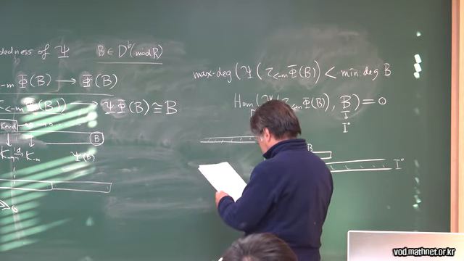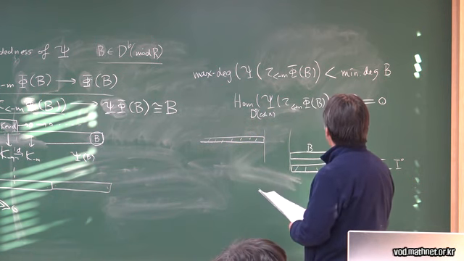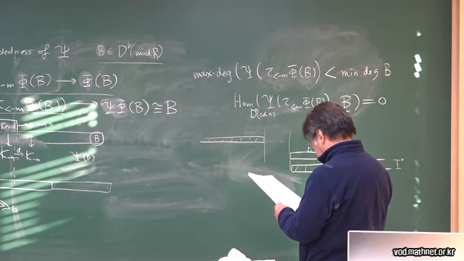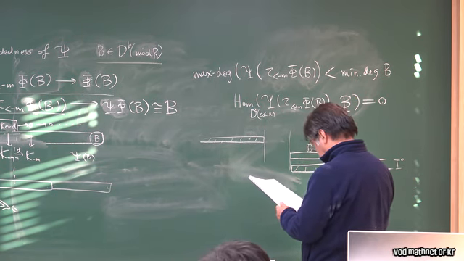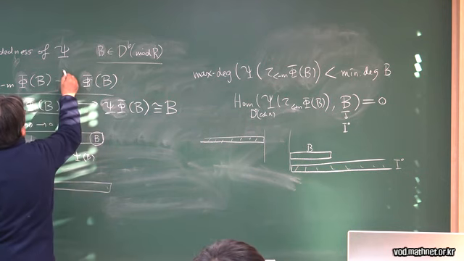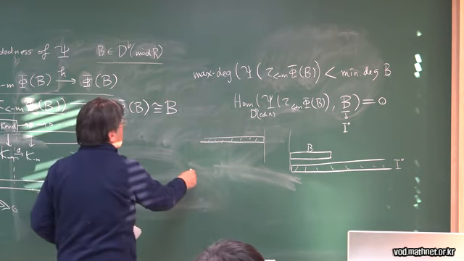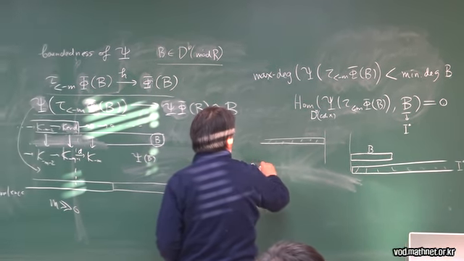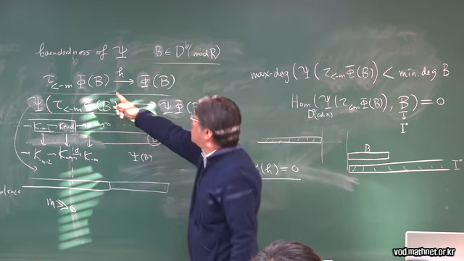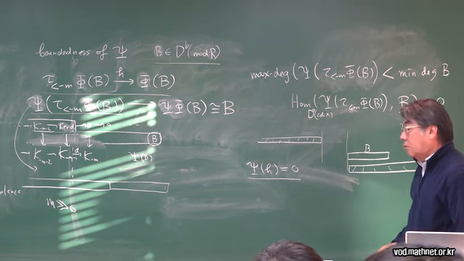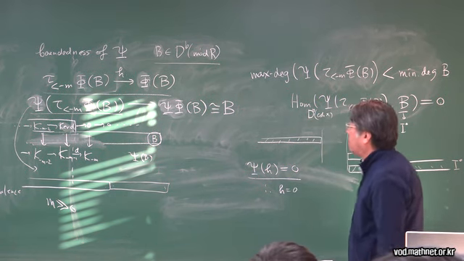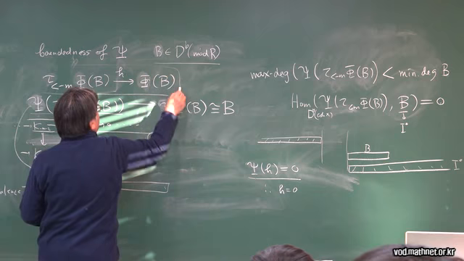So I denote this by H, then that means psi of H is 0. So H is this morphism, and psi H is 0, but psi is an equivalence. So that means H is 0 as a morphism. So this morphism is 0.